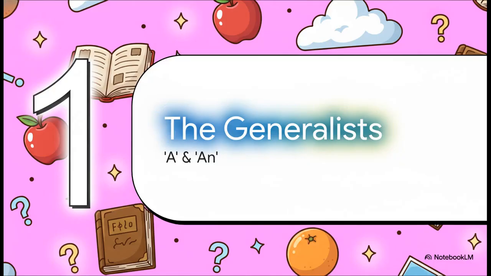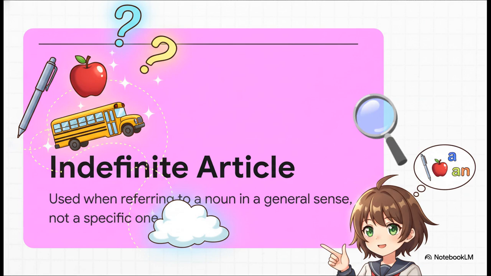Okay, first up, we've got what I like to call the generalists, the indefinite articles a and an. Just think of these as the words you use when you aren't talking about one specific thing, but just any old one from a group. Right, so the key thing to get here is that a and an are kind of like general pointing fingers. So if I say, hey, I need a pen, it means any pen will work. It's not a specific one that we've talked about before. Pretty simple, right? But how do you know when to use a and when to use an?